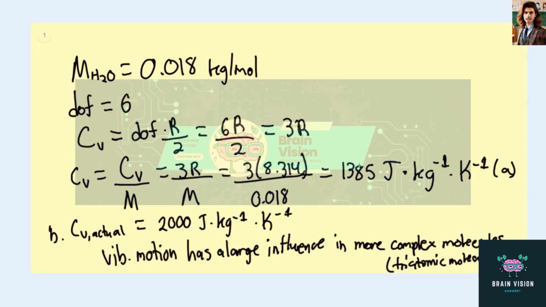So we solved it. We solved for the specific heat capacity at constant volume. However, it's much less than the actual specific heat capacity, though it's on the same order of magnitude. And that's because, again, vibrational motion has a large influence in these more complex molecules. A simple approximation like this is not sufficient in order to obtain the specific heat capacity at constant volume. And that's the end of the solution.